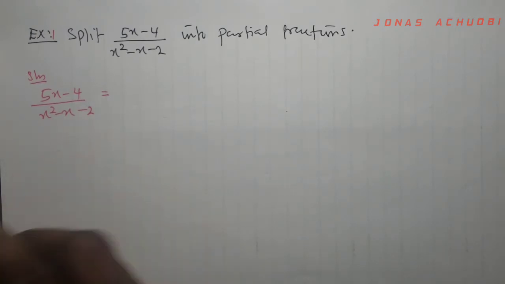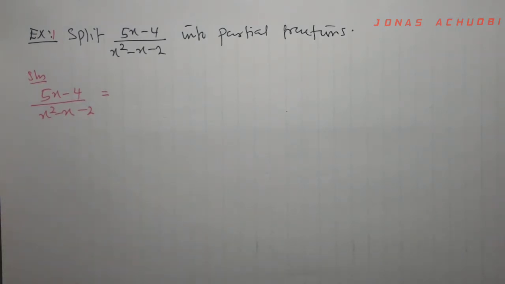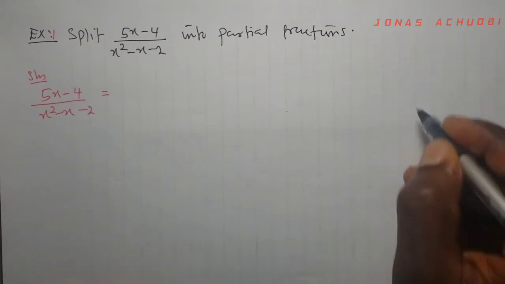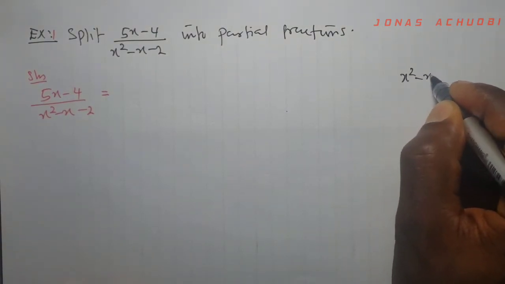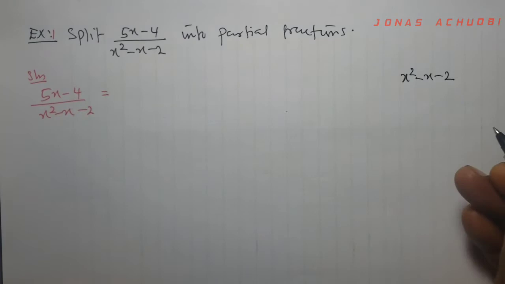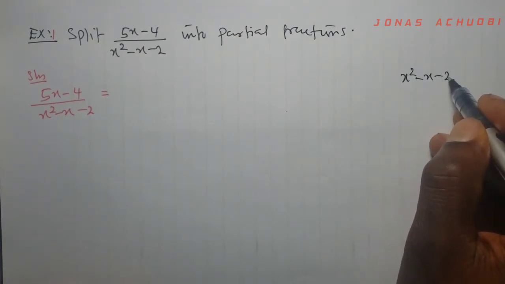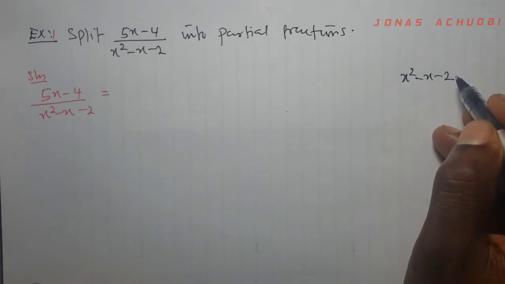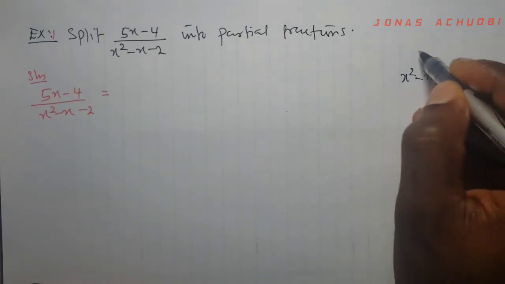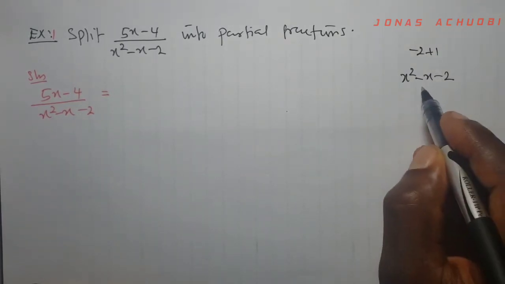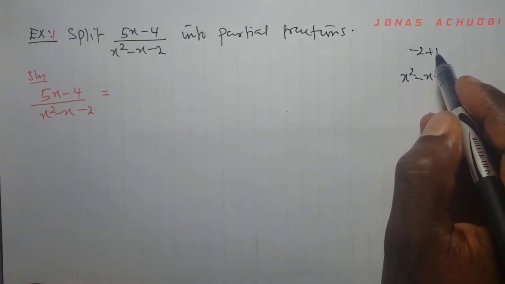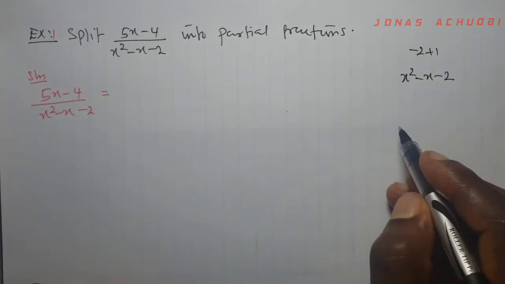So x squared minus x minus 2 can be factored. We have two numbers whose sum is minus 1 and whose product is minus 2. If we have, then we can factorize. And we have. Minus 2 plus 1 is minus 1, and minus 2 times 1 is minus what? 2. So we can factorize.